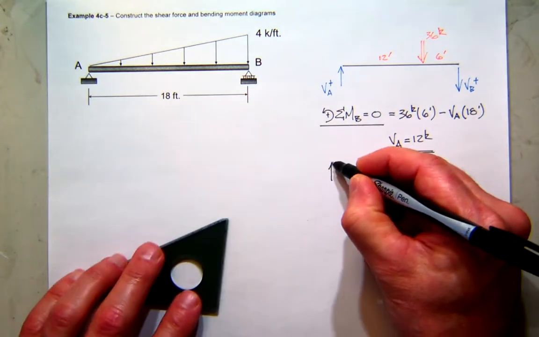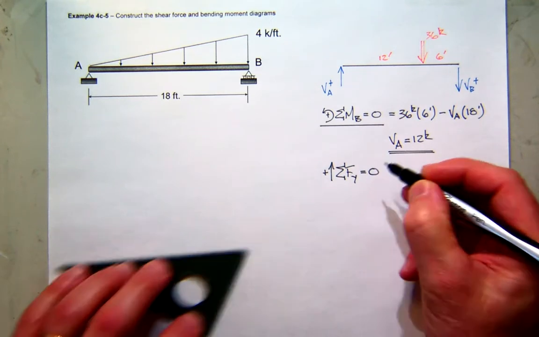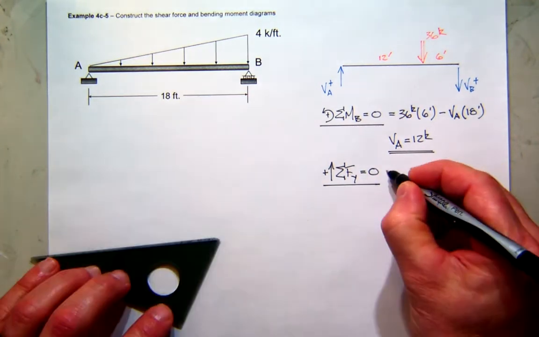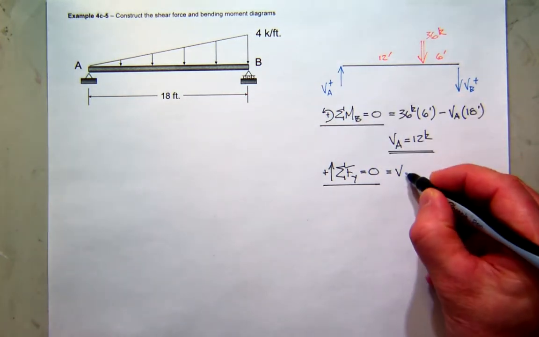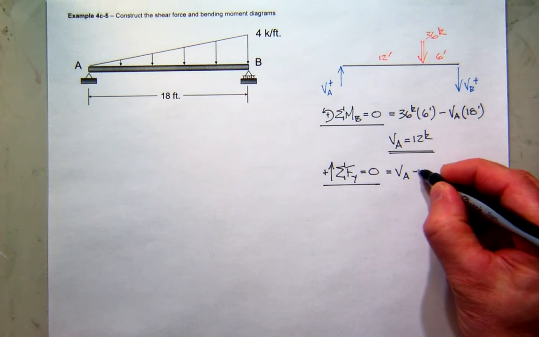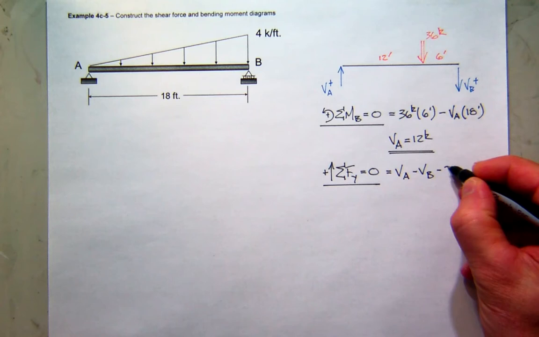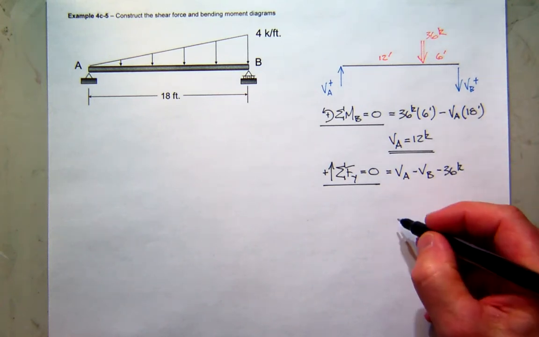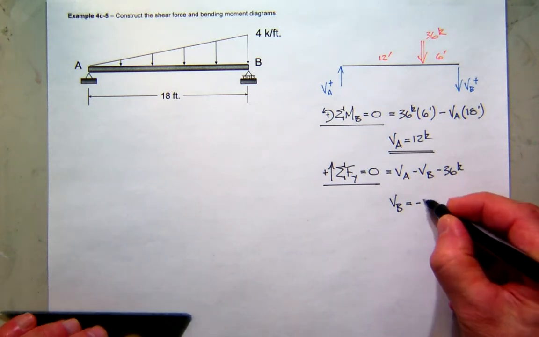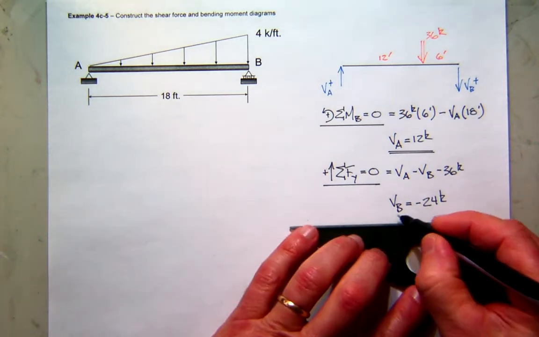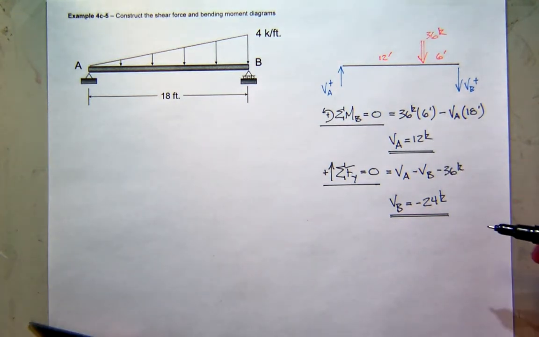And then now I can sum forces in the y direction, make sure that's in equilibrium. And when I do that, I should be able to find my shear at B. So my shear force at A is up, that's positive in my sign convention. Shear at B is down, that's negative. My equivalent concentrated force is down, that's also negative. So I should be able to solve for the shear at B, and I get negative 24. So I have a positive shear at A and a negative shear at B.